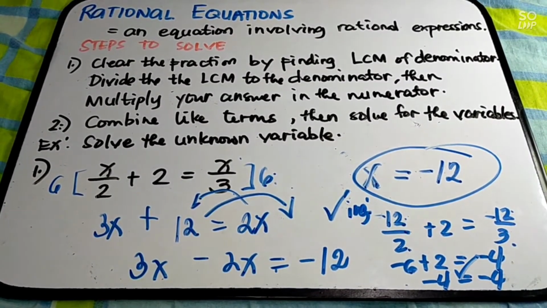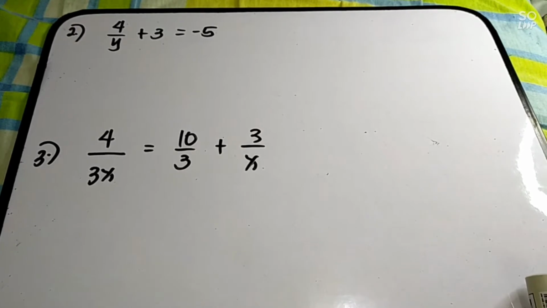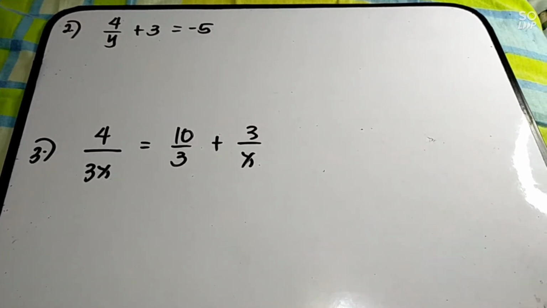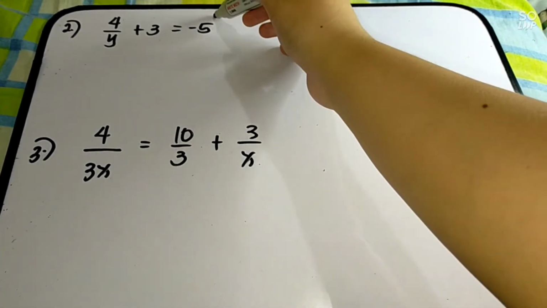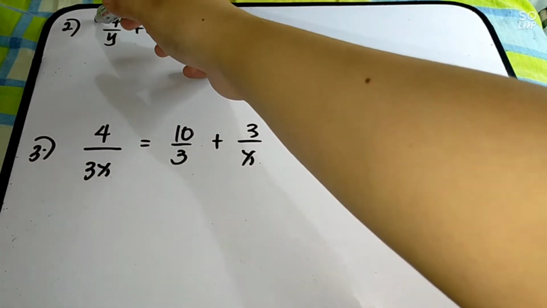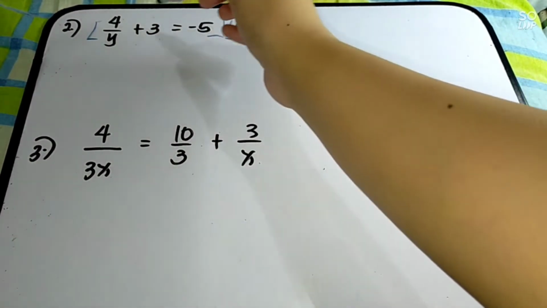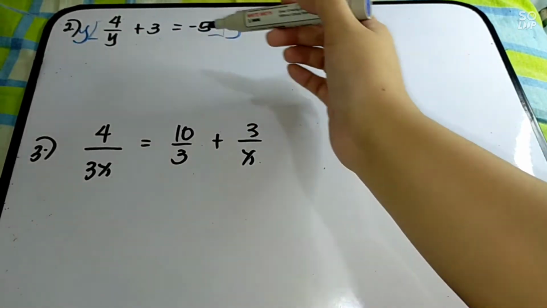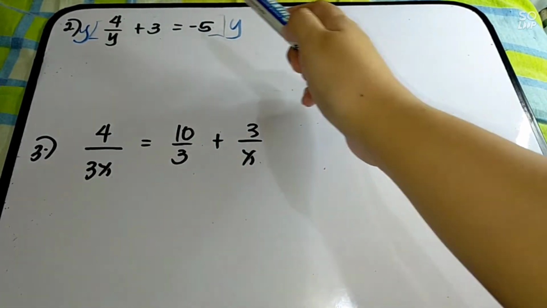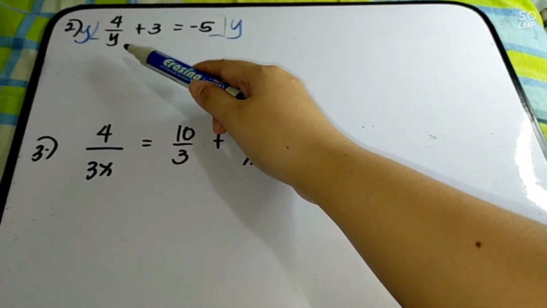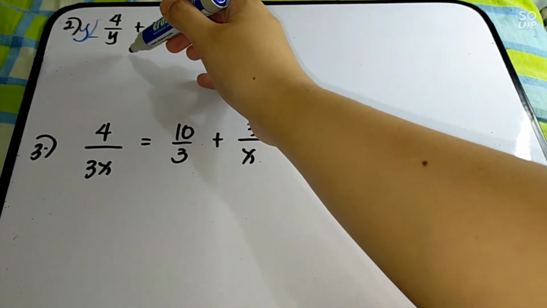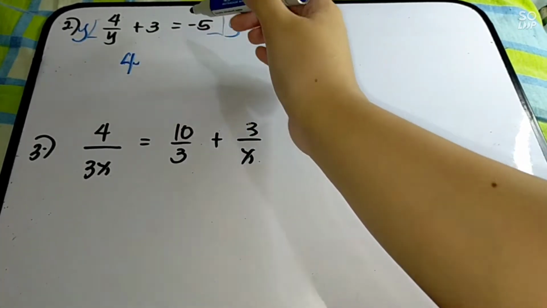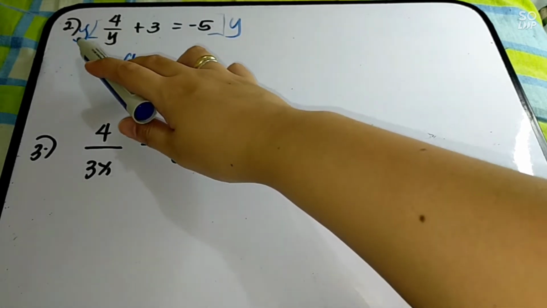Is it clear? Number 2. 4 over y plus 3 is equal to negative 5. So, ang denominator lang natin dito is y. Therefore, ang LCM lang natin is y. Yun lang yan. Then, afterwards, we are going to divide. y divided by y, the answer is 1, times 4, the answer is 4. Next. Since wala kang denominators, multiply mo na agad.